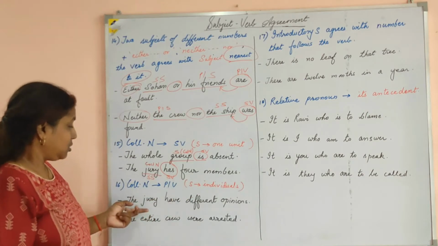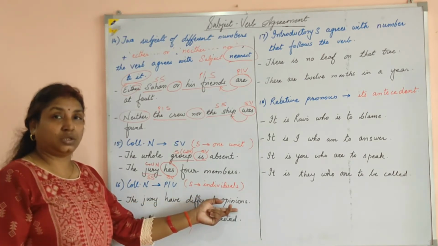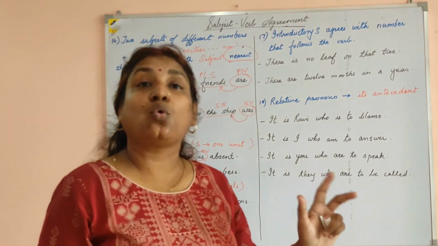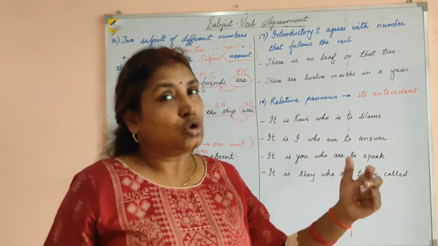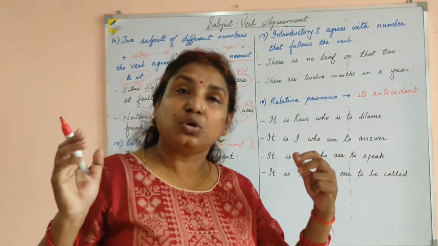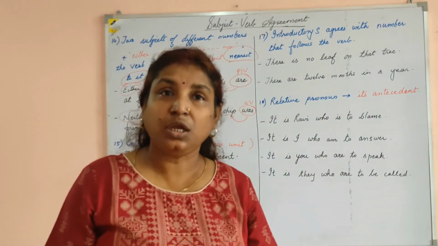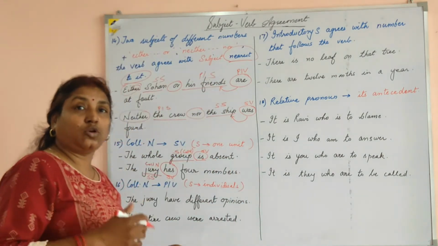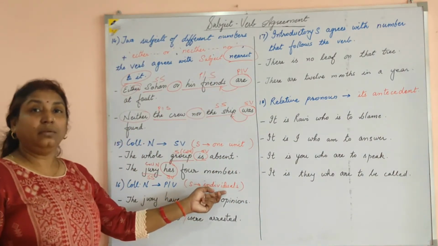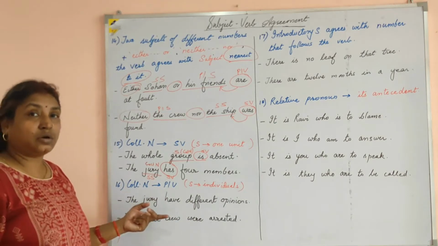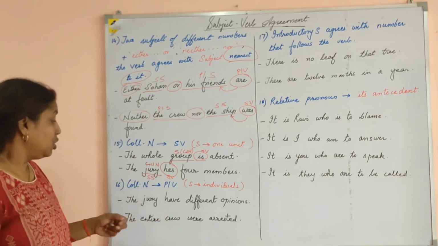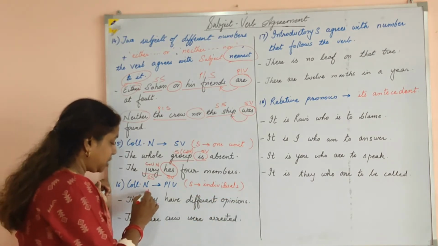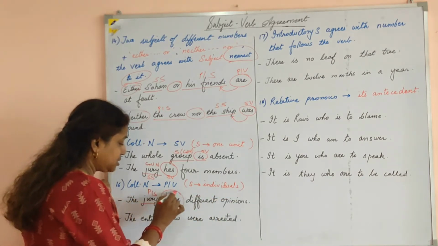The jury have different opinions. Means there were 5 judges and all 5 judges had their own different opinion. So now these judges, though it's a collective noun as jury, are divided as individual members. When I talk about individual members, the verb number is according to the subject. So jury have different opinions. Here jury becomes a plural subject, and hence the verb is plural.